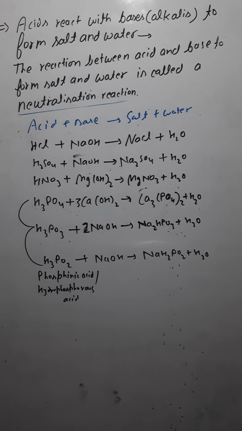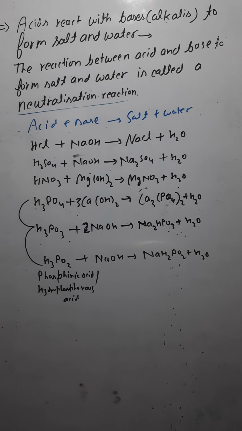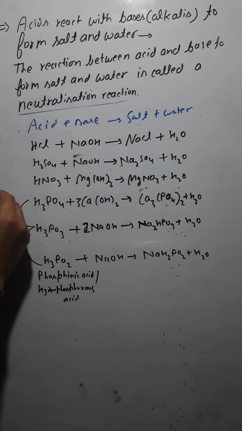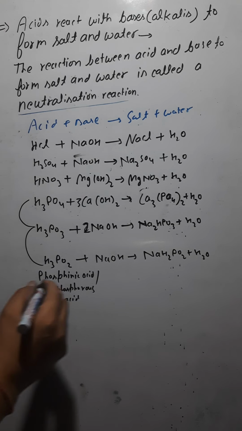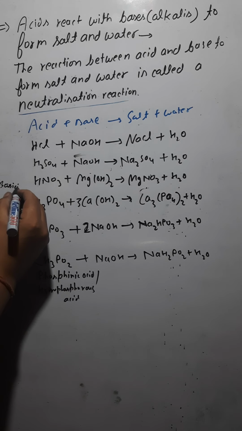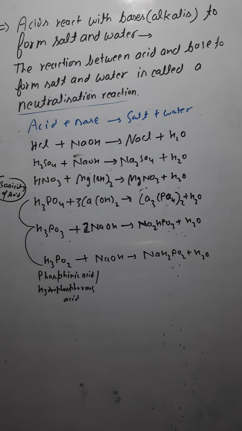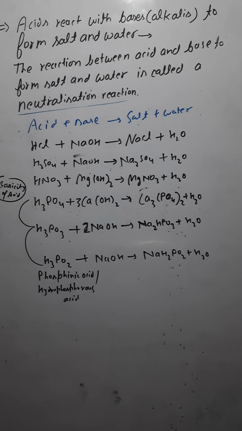Okay. Now the question that can be asked here is the basicity of the acid. Remember this. Basicity of the acid. Let me write it here. Basicity of acid means the number of OH negative ions the reacting acid liberates from the base. That would be the basicity of the acid.